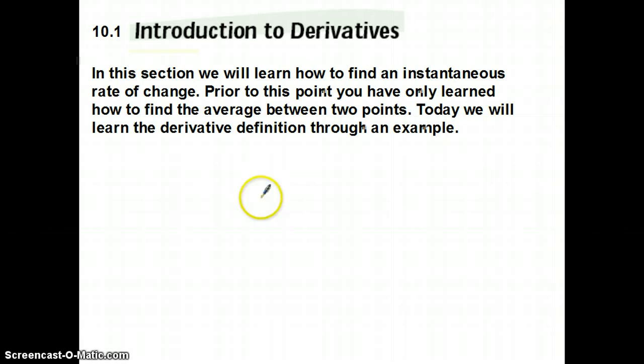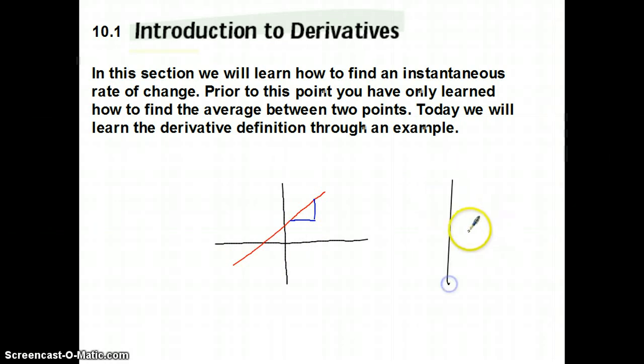Now, what I just said here is that we've only learned how to find the rate of change between 2 points, and what I mean by that is we've only looked at the rate of change of a linear function. In other words, we've gone over a certain amount and gone up a certain amount, and we've looked at the rise over the run to determine what the rate of change of that particular linear function is. What we've never done is looked at something like a parabola and figured out the rate of change of that parabola.